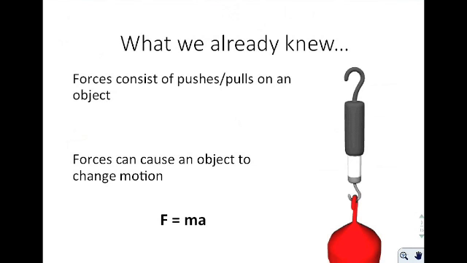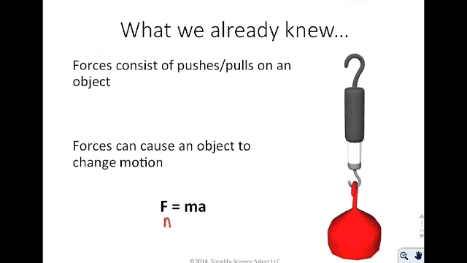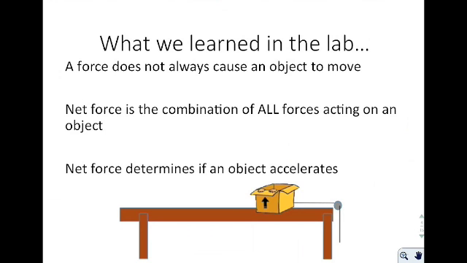And what we already know. We already know that forces consist of pushes or pulls on an object, and we also know that forces can cause an object to change motion using the equation F equals ma. Notice how we left out the net because we hadn't talked about that yet. Now, what we learned in the lab is that a force does not always cause an object to move. In fact, whenever you look at it, it's actually a combination of all the forces that are acting on an object. And the net force, or the total force, determines if an object accelerates.